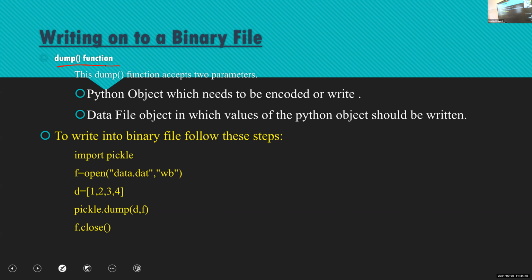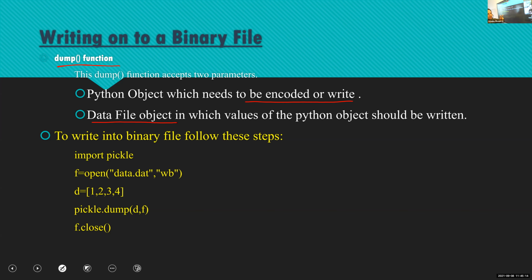Okay, this dump function accepts two parameters. The first parameter is the Python object which needs to be encoded or written, that is, which list or which dictionary we want to use. The second parameter is the data file object. So this dump function accepts two parameters.